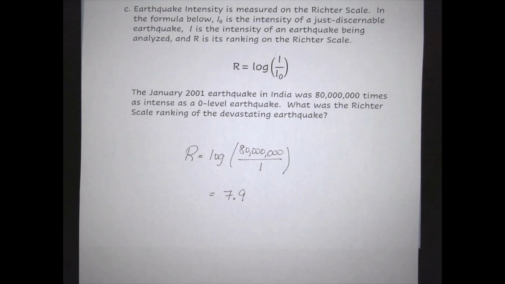That is, in a nutshell, everything that you need to work with different types of log functions in order to evaluate applications. So if you have any questions, please let me know.